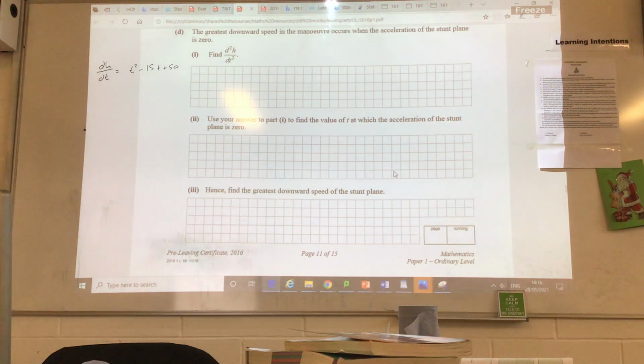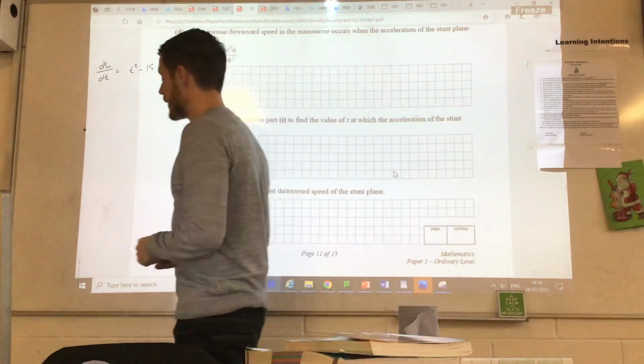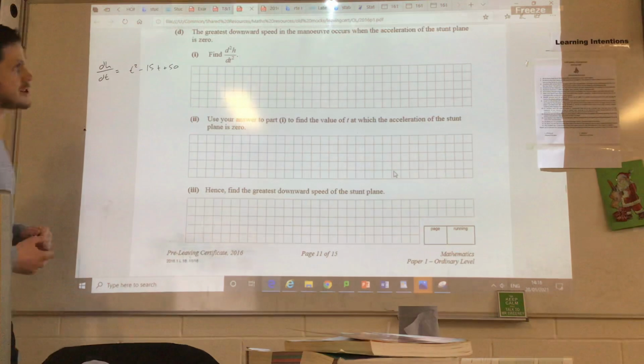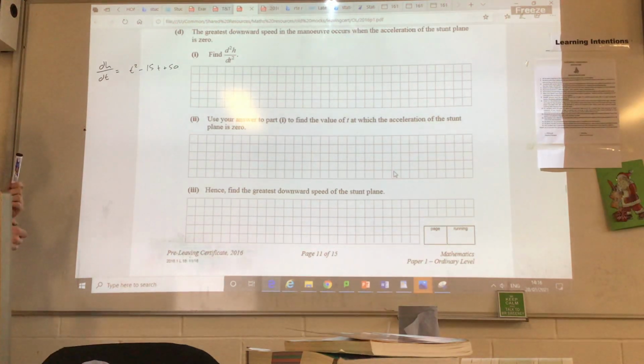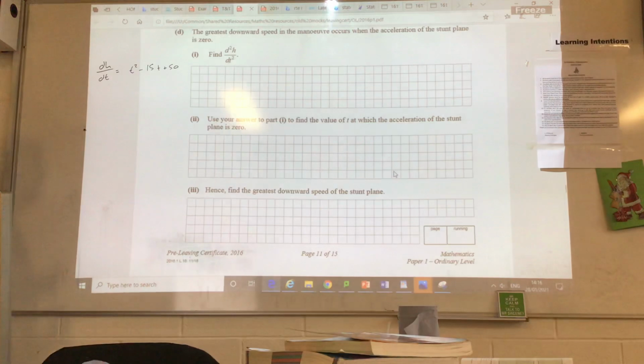Okay, so now we're going to look at part D of the calculus question, 2016 mock, and that has got to do with acceleration. Acceleration is the second differentiation when it comes to calculus. The first differentiation gives you speed or velocity, and the second differentiation gives you acceleration.